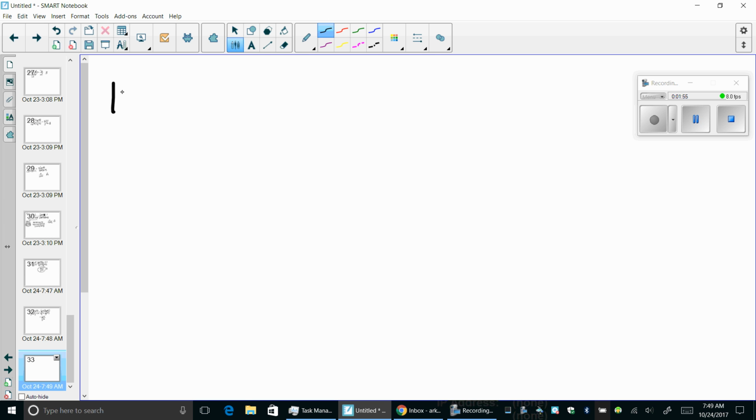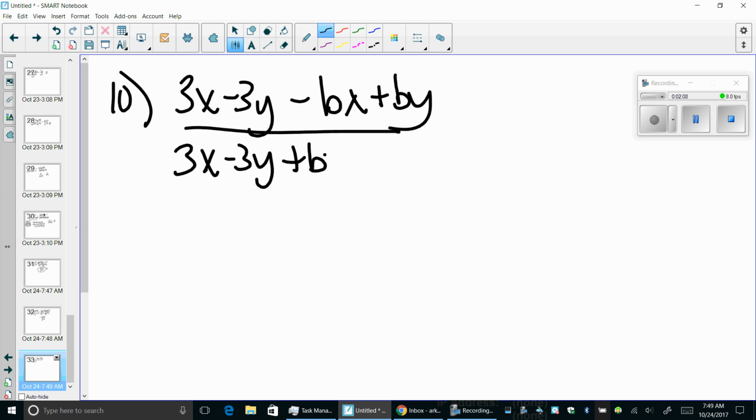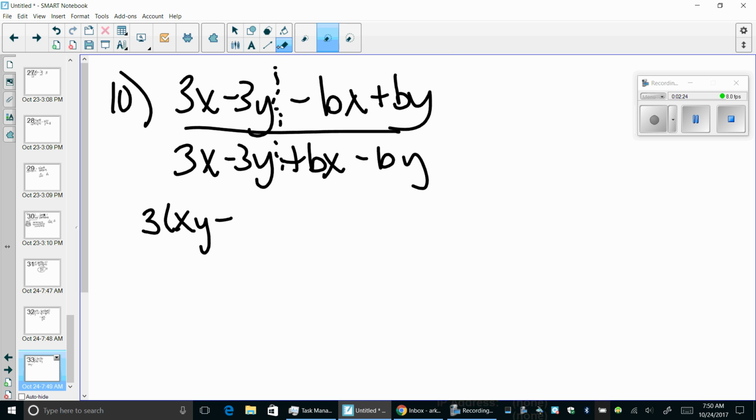Number 10 is a factor by grouping. 3x minus 3y minus bx plus by over 3x minus 3y plus bx minus by. And I have people canceling things here. You cannot cancel terms. You can only cancel factors. So because this has four terms, I'm going to factor by grouping. Out of the first two, I take out a 3, and that gives me x minus y. I said it right, but wrote it wrong.